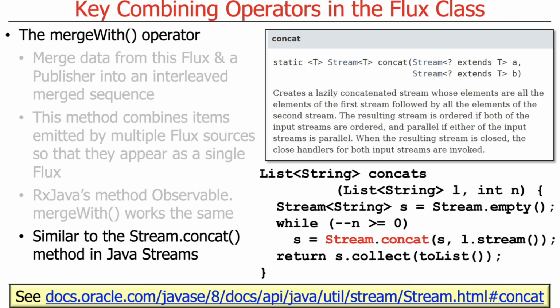When we're done, we call collect to a list on the stream that has the concatenated values and turn it back into a list. Someone once asked me how you would implement this, so I was like, oh, let's see how I would do it. That's why I wrote that example, just to see. It was kind of fun.